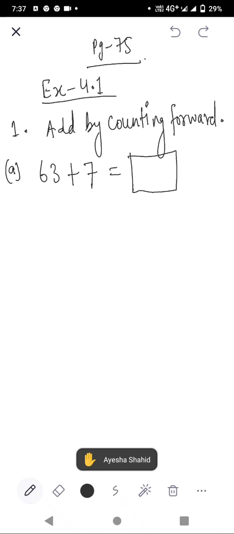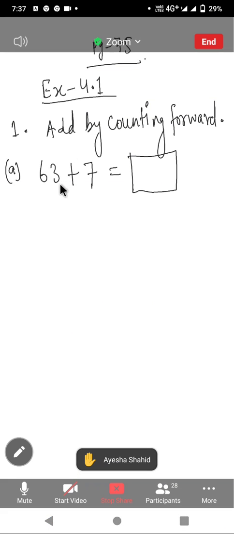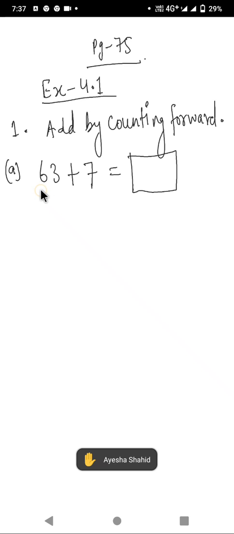Just listen to me carefully once again. Let's see how we will do this. Here we have the numbers 63 and 7. The bigger number is 63 only, so we start counting after 63. How many times? 7 times. For your convenience you can make 7 dots here: 1, 2, 3, 4, 5, 6, 7 means you have to count forward 7 times after 63.